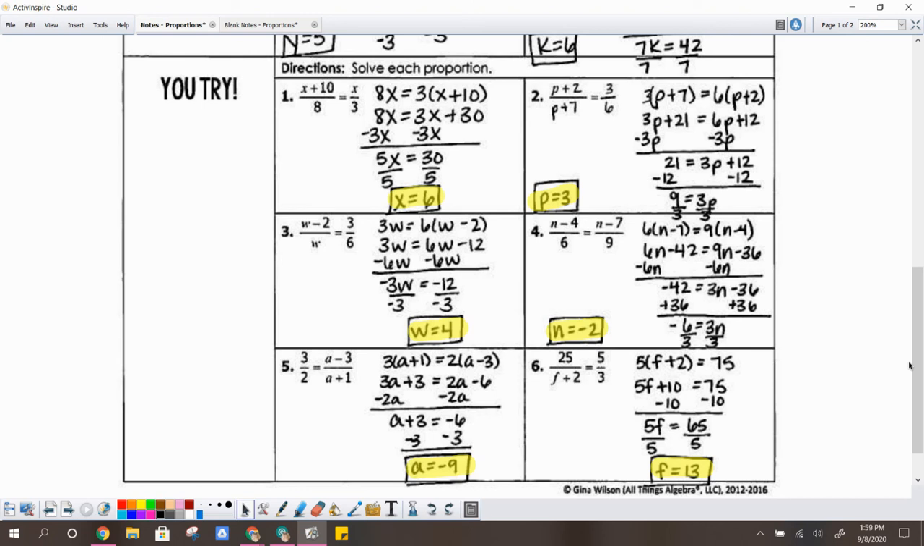For number 3, you should have had w equals 4. For number 4, you should have had n equals negative 2. For number 5, you should have had a equals negative 9. And for 6, you should have had f equals 13.